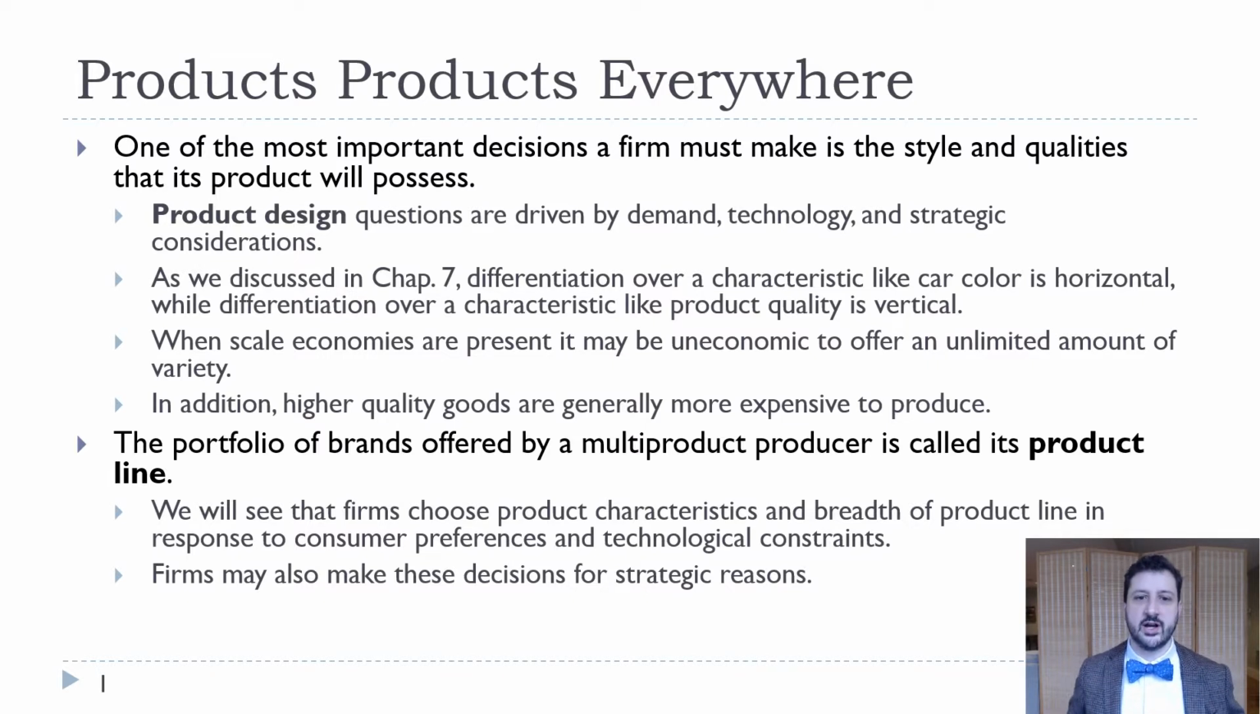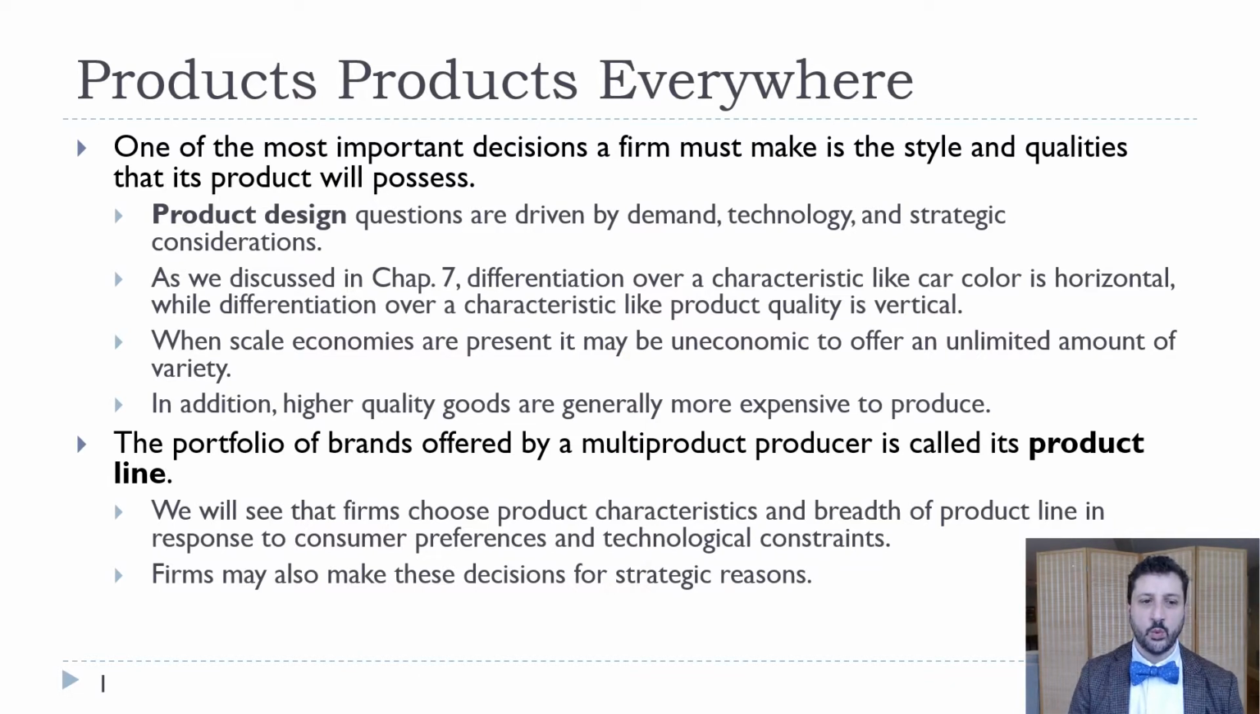So we talked about two different kinds of differentiation in Chapter 7, right? Something like car color is horizontal. People have different preferences. Some people like to drive a white car for some reason. Whereas anything that everybody agrees on, we call quality, and we call that vertical differentiation. So everybody agrees that better quality is more preferable.